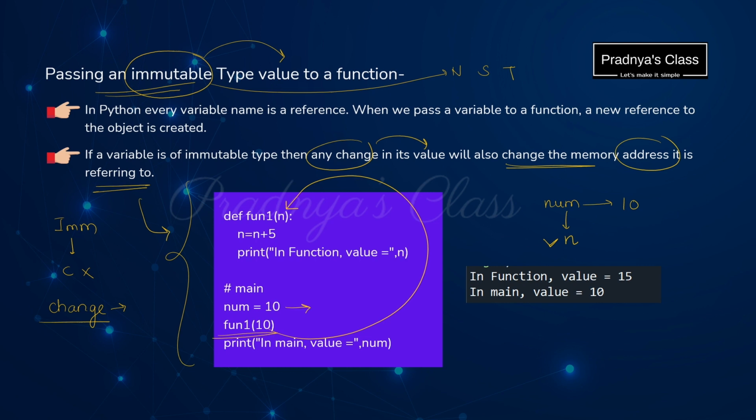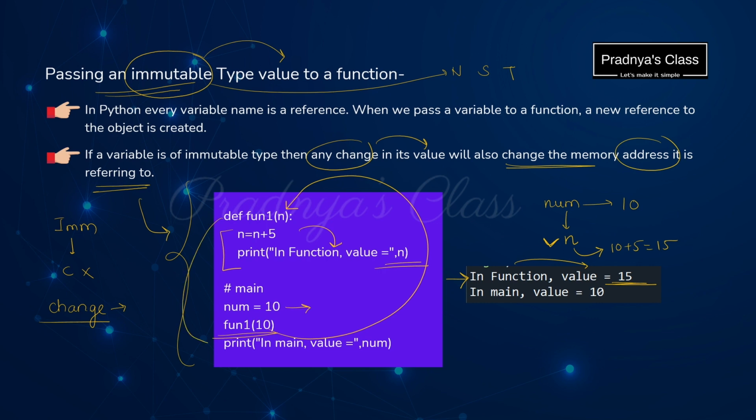Now a new variable got created. Inside the function we are updating the value of n by 5. 10 plus 5 will be 15. In the function itself, we are printing it. So we will get the output, in function value equals 15.